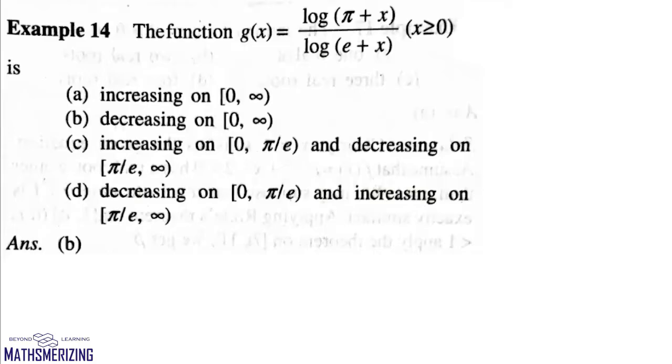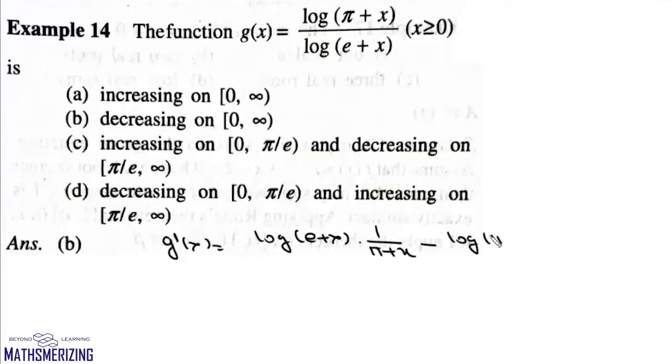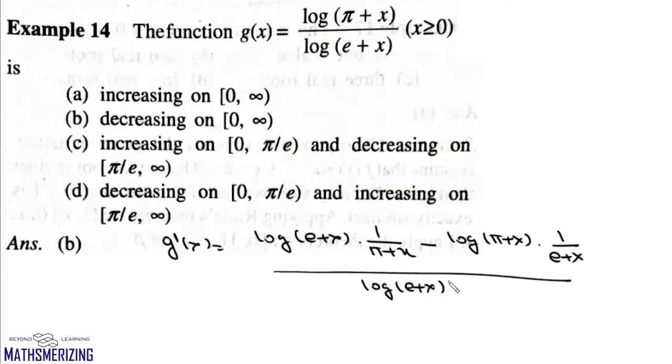Now here the question is, the function gx equals log pi plus x upon log e plus x is. Now we'll find g dash x. G dash x will be log e plus x into 1 upon pi plus x minus log pi plus x into 1 upon e plus x, upon log e plus x whole square, when x is greater than or equal to 0.